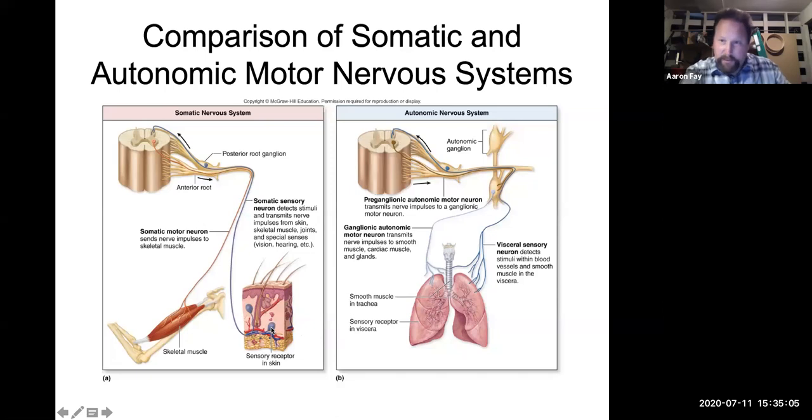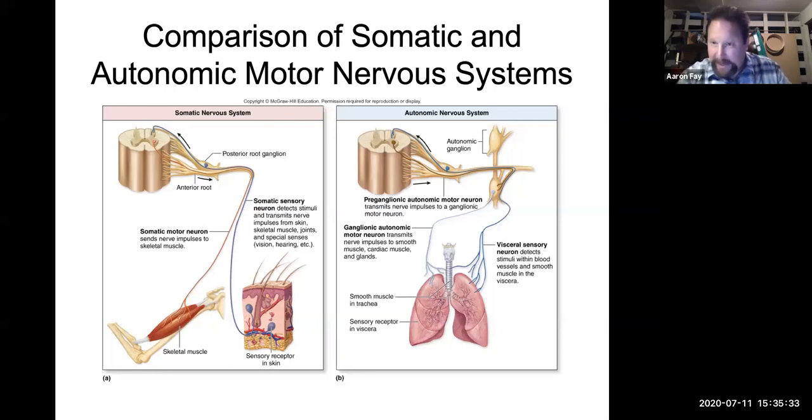So it starts with a receptor. In this case, it looks like a lamellated corpuscle sensing deep pressure. This gets activated, generates an action potential in the dendrite of a somatic sensory neuron. That dendrite, we can follow its path through the body to the spinal nerve, to the posterior root ganglion, where we will find the soma of the somatic sensory neuron in the posterior root ganglion.